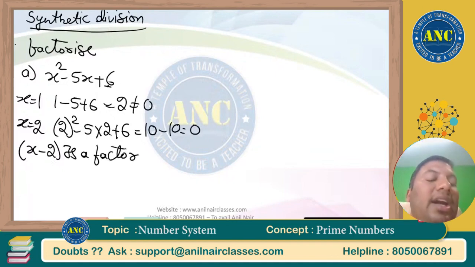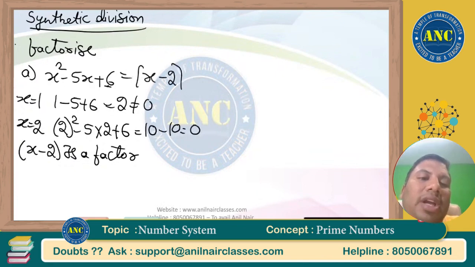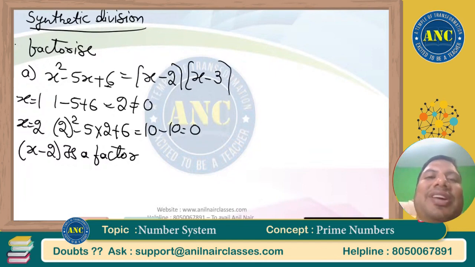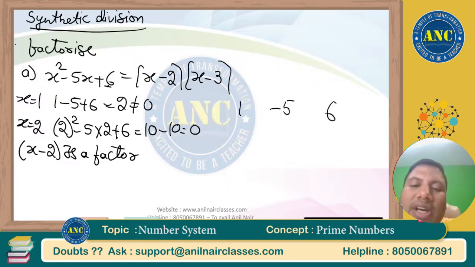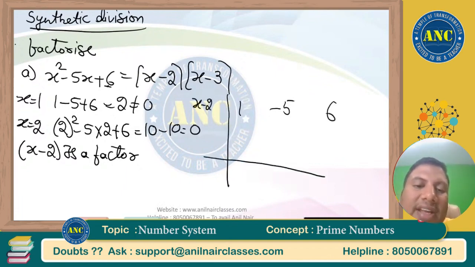How to generate another factor? Simply, you all know that it is x minus 2 into x minus 3. By using synthetic division, how to get x minus 3? Write the coefficient of x, minus 5. The constant is nothing but 6. x minus 2 is a factor, so x minus 2 equals 0, x equals 2.